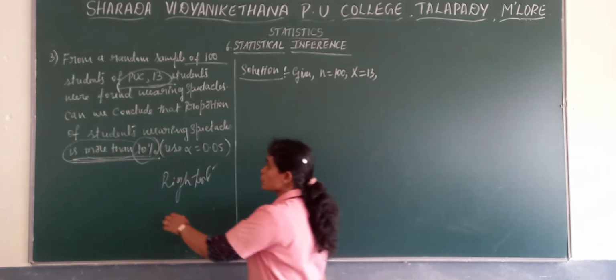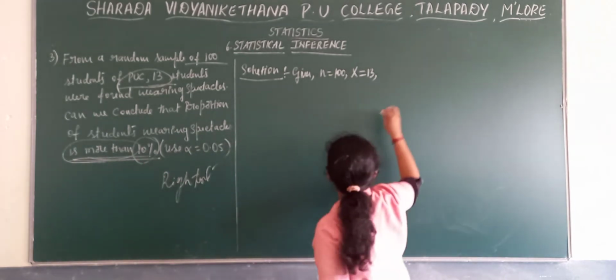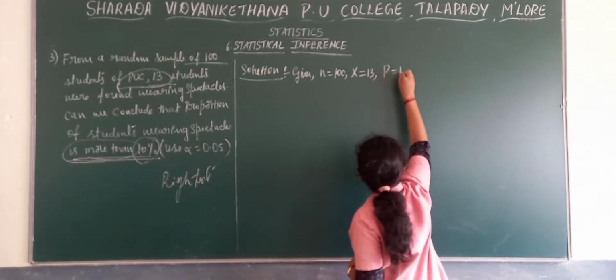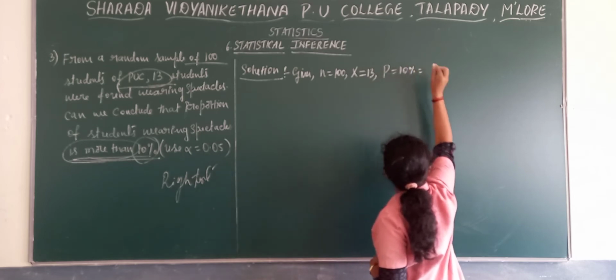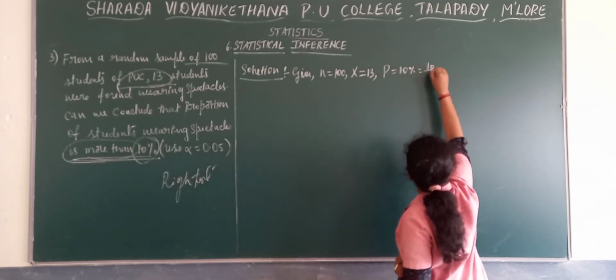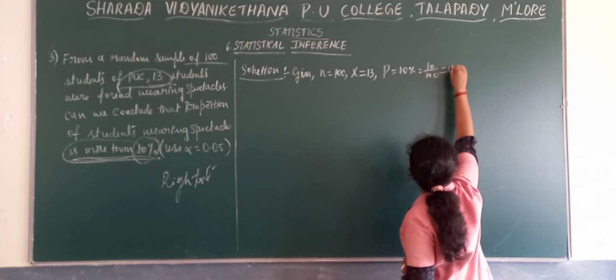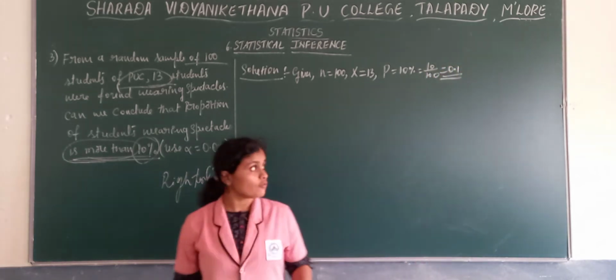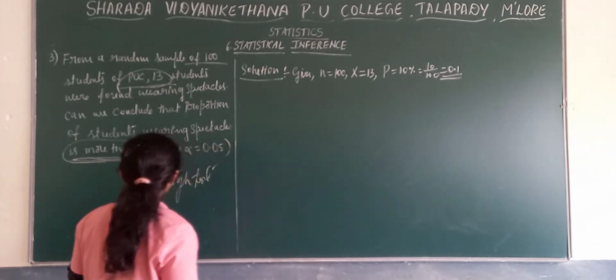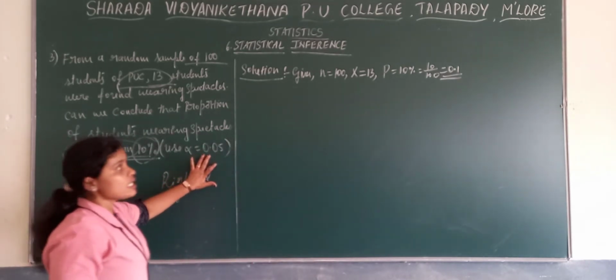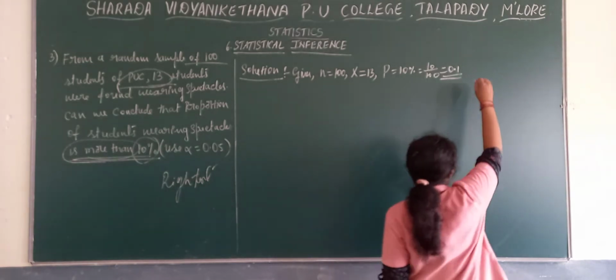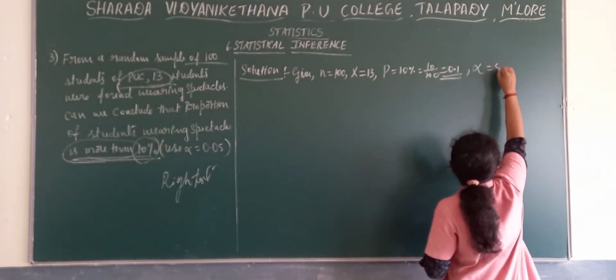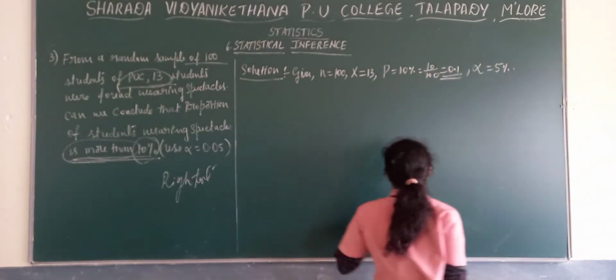Then we know the proportion P as 10%. So here P is 10%. In case of proportion, if we take it as a fraction, we get P as 0.1. And here the level of significance is 0.05, which means 5%.